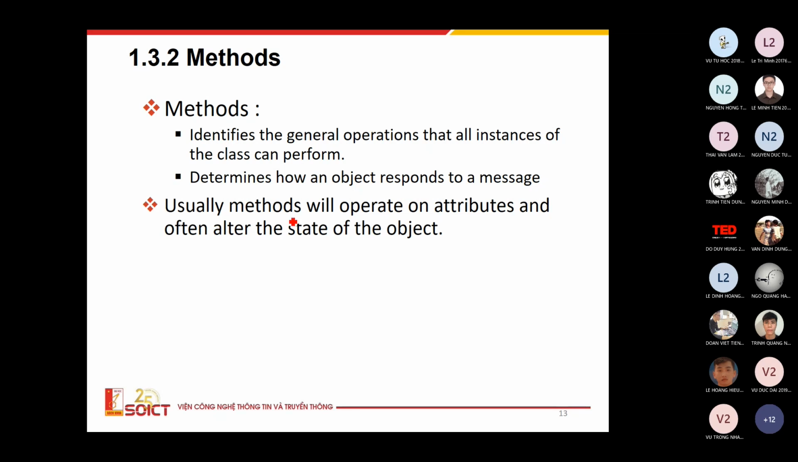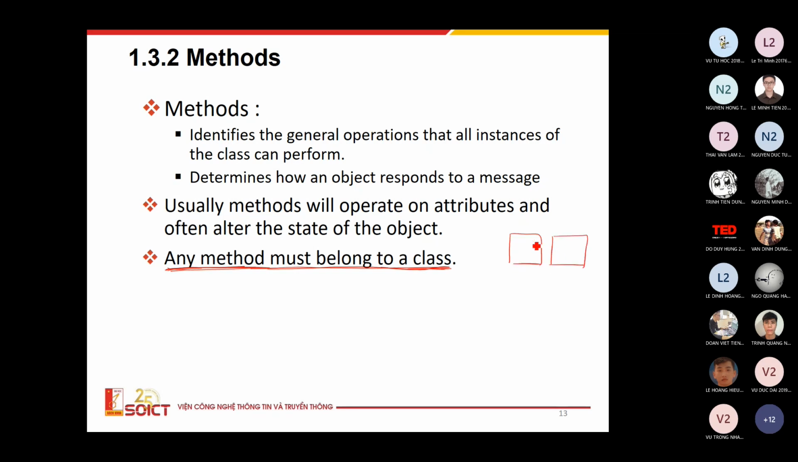And usually the method will operate on attributes and often change the state of the object. And remember, any method must belong to a class. That makes a program in Java different from C, for example, because everything you have to pack in a class. You never have the main, for example, outside the class. Okay, so remember it. Any method must belong to a class. When you declare a method, it must belong to a class.